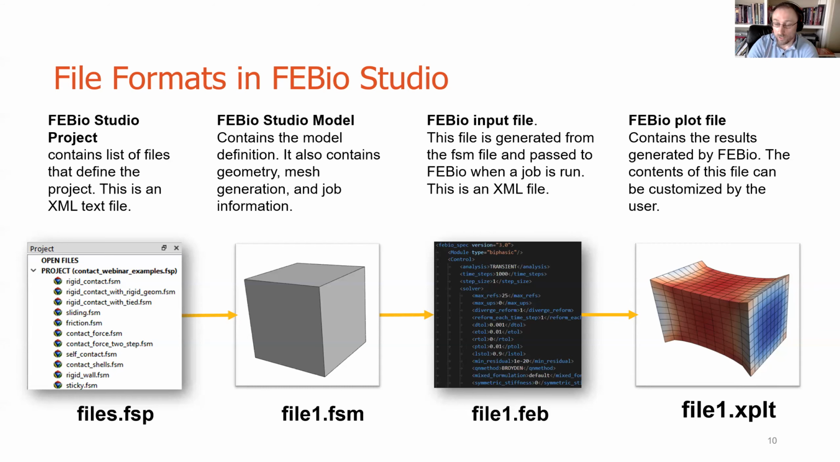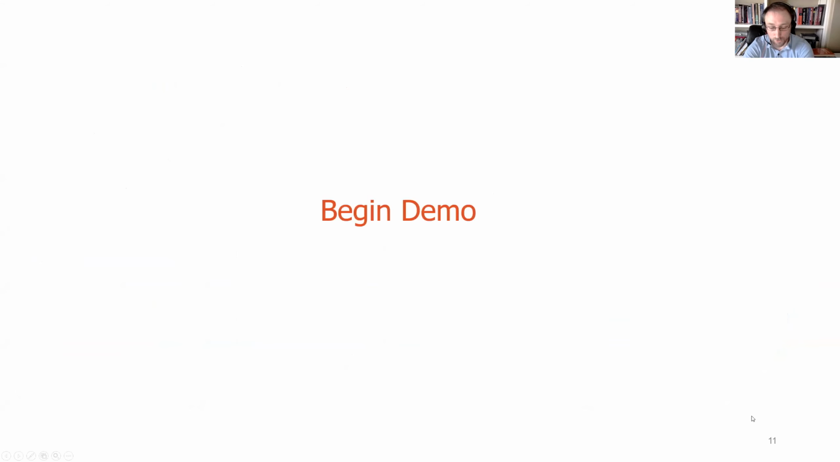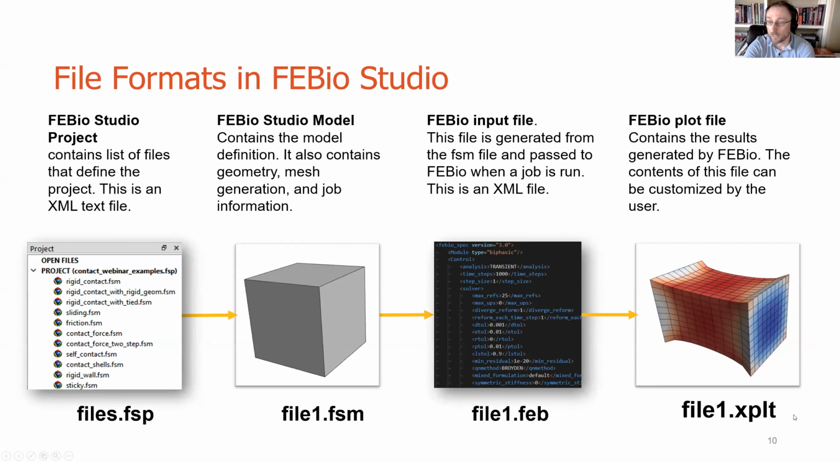This file then goes into FEBio. FEBio will solve the problem, and then spit out the results file, which usually has the extension XPLT. We refer to this file as the plot file. The plot file will contain all the results of the analysis.